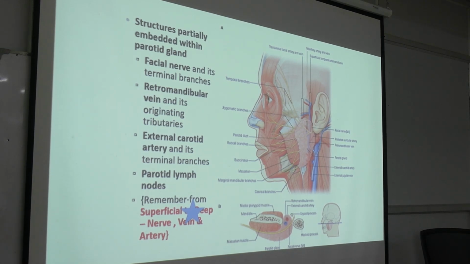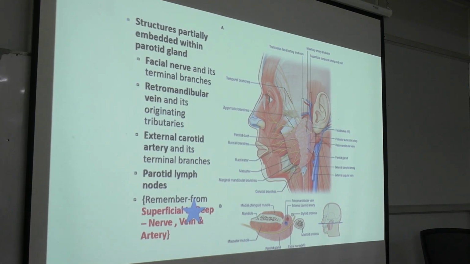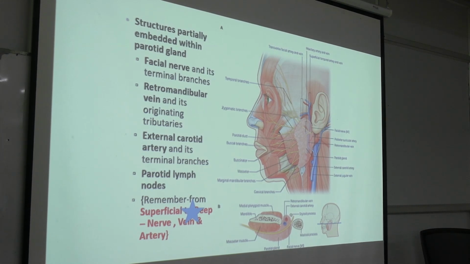The parotid is covered by a fascia, the parotidomasseteric fascia, which is immensely tight and doesn't allow any stretching or expansion of the gland.